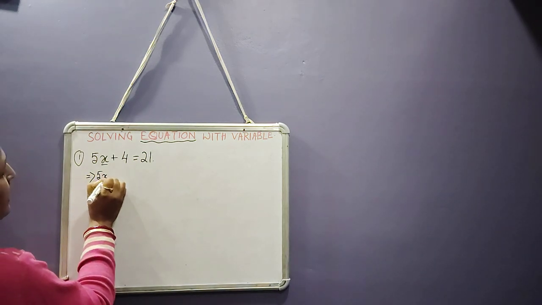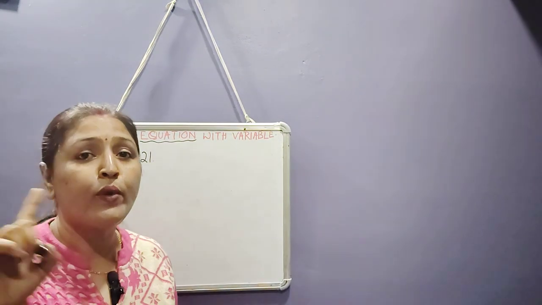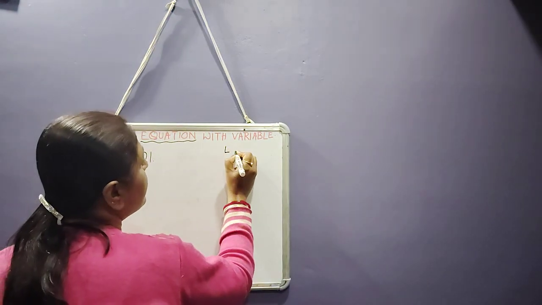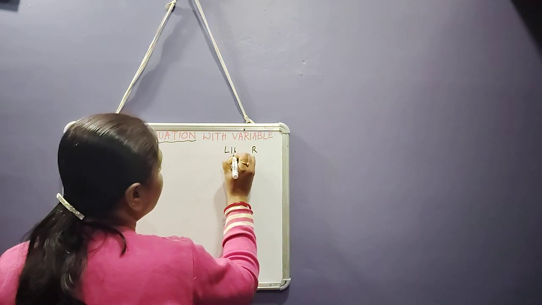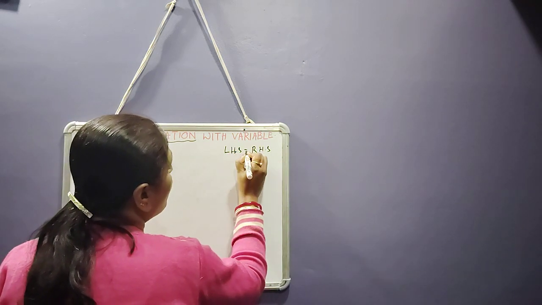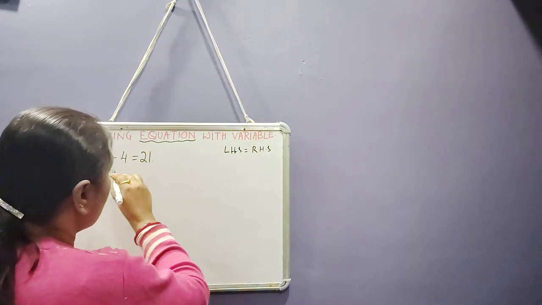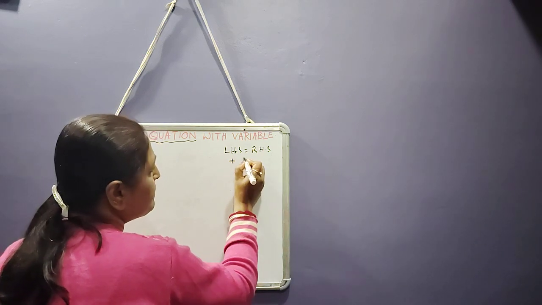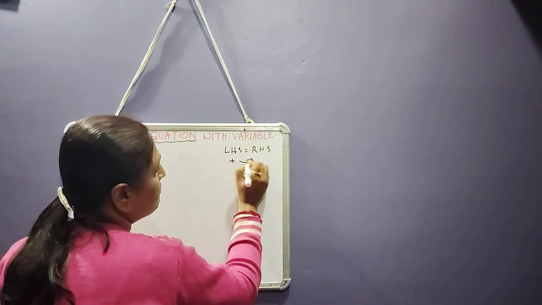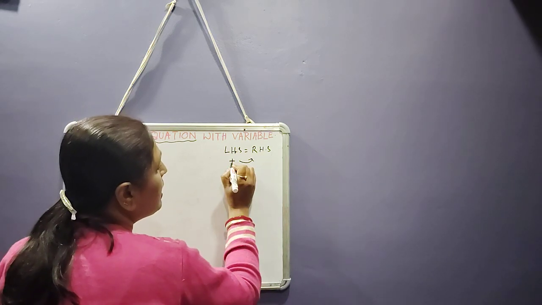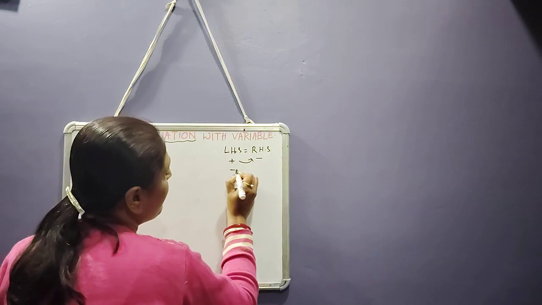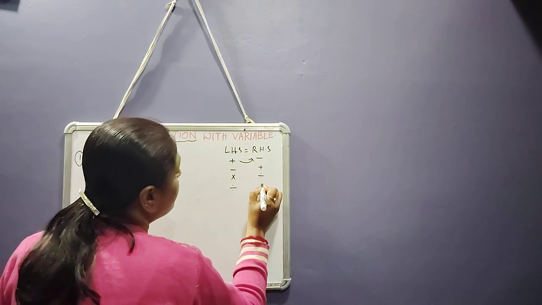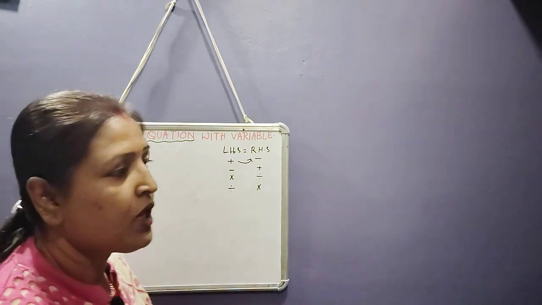Here 5 into x. The first rule of the equation is what? Whenever you change the side, the sign will also change. Suppose there are two sides, as I told you, left hand side and right hand side. The left hand side should always be equal to the right hand side. And in any equation, whenever you change the side of a term, if it is a plus sign, it will become minus. If it is a minus sign, it will become plus. If it is multiply, it will become divide. And if it is divide, it will become multiply. So this is the rule of an equation.